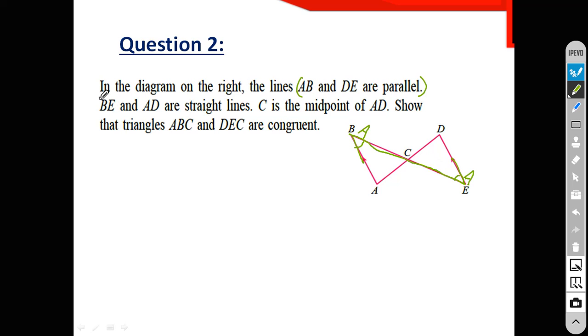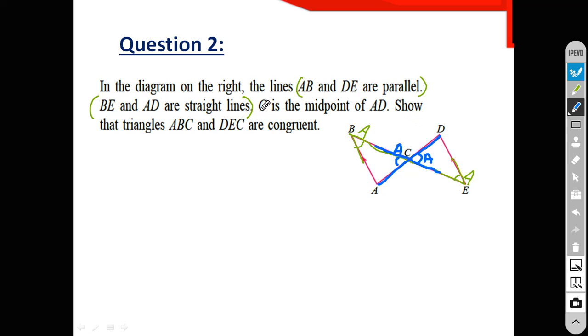And then BE and AD are straight lines. So when we say AD here and BE are straight lines, the opposite angles are the same. So this angle is the same as this angle. So this one angle we also write as angle A.